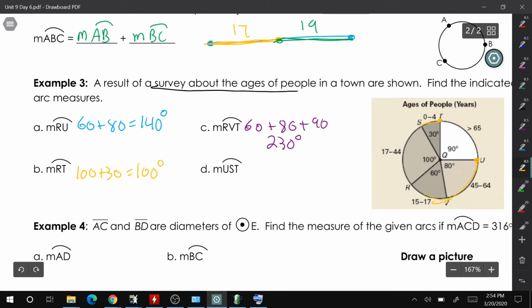Now, how I would do this one is instead of adding up all these numbers, you see that it's almost the whole entire circle except for this 90 degrees. So instead of adding up those four numbers, I'm going to do 360 minus 90, and that's 270 degrees. Now, you could have added up all those numbers and you would have gotten the same thing. This is just a little bit faster.